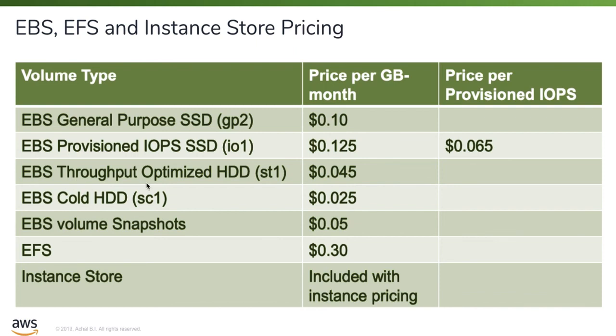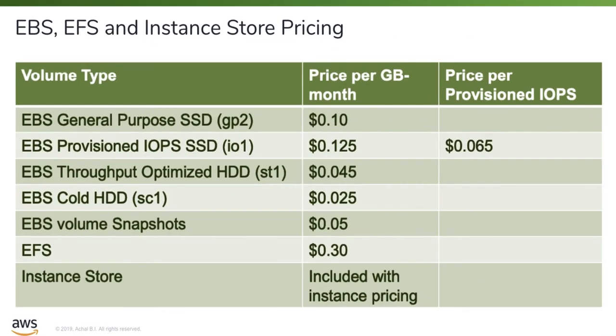EBS throughput costs around 4 cents, and cold storage is the cheapest among all of these, costing around 2 cents. This is all per month per GB. And volume storage snapshot costs around 5 cents per GB.